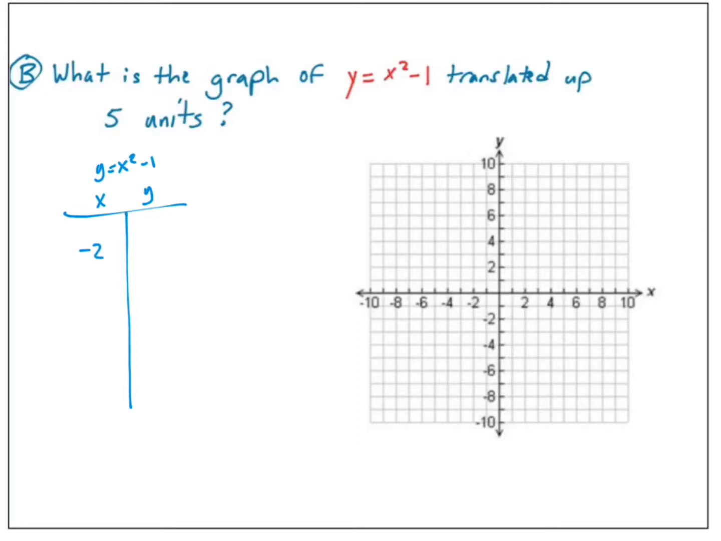Let's say I'm using -2, -1, 0, 1, 2. So negative 2 squared is 4, 4 minus 1 is 3. This would be 0. This would be negative 1. This would be 0, and this is 3. Parabolas are symmetrical. So now we'll go ahead and graph the original function.